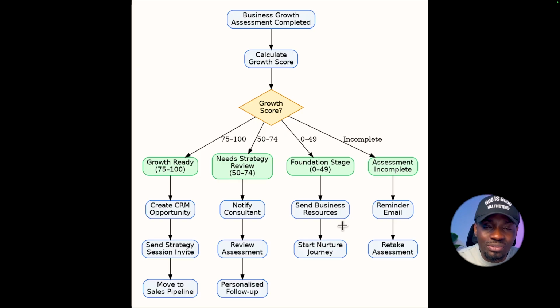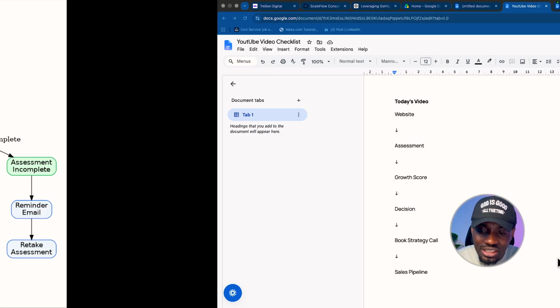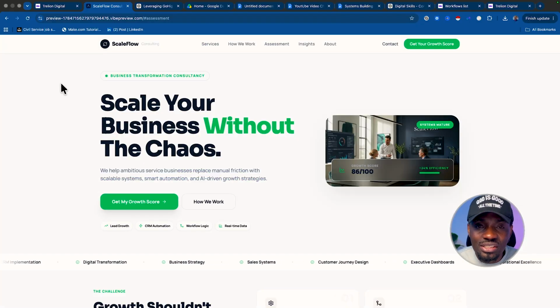So you see the difference between everyone being treated the same and you creating your own growth score to score people, and then you attend to them separately. This is the difference. So this is what we're going to build today. The very first part of it is the website. So let's go right to the website for this. Very first step is the website.